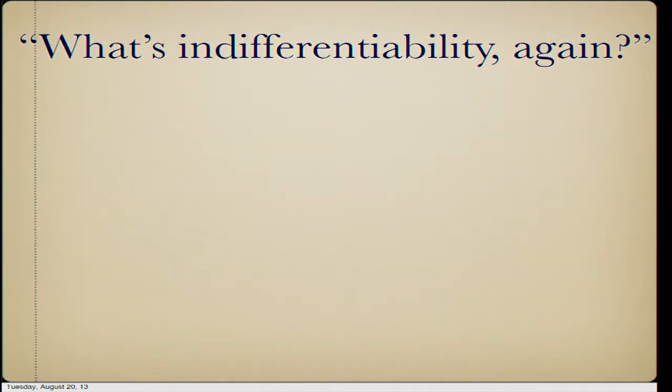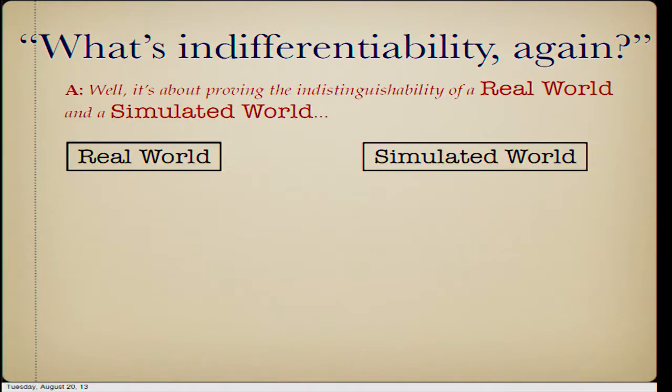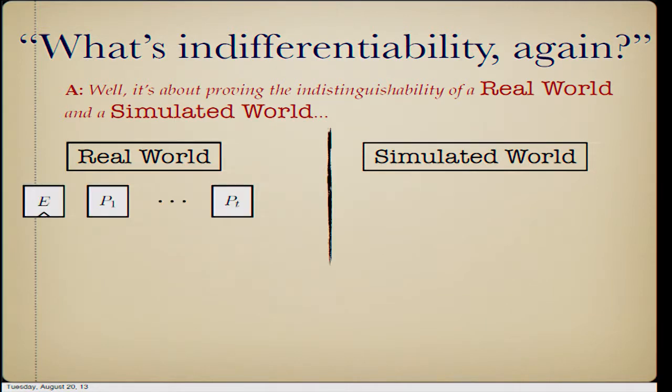So this is the "what's indifferentiability again" slide. I'll briefly attempt to describe it. So it's again about proving the indistinguishability of two worlds, but now there's a real world and a simulated world. First let me go with the real world, which is easier to describe. In the real world, I want to have oracle access again to the permutations P1 through PT, which are modeled as independent random permutations, and to the key alternating cipher itself.